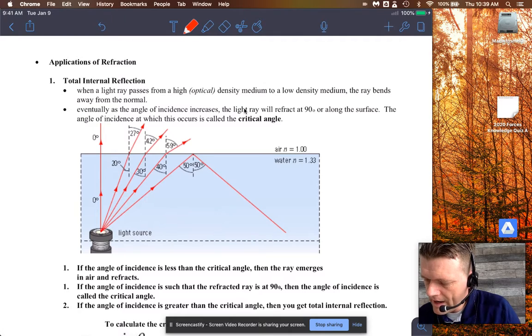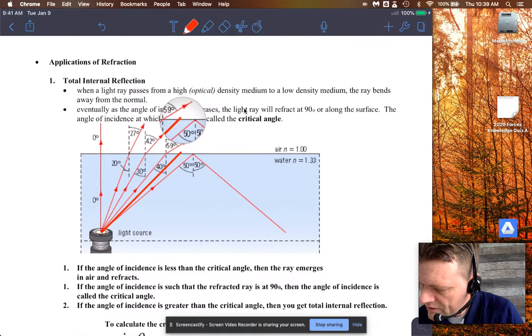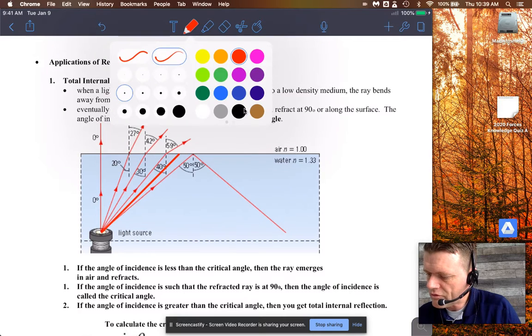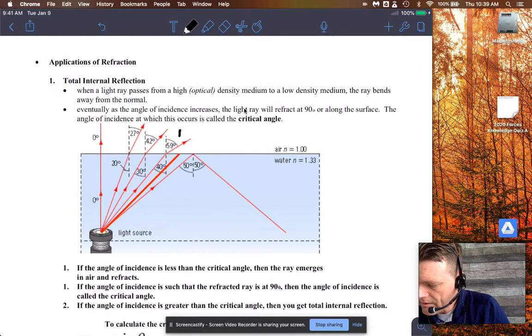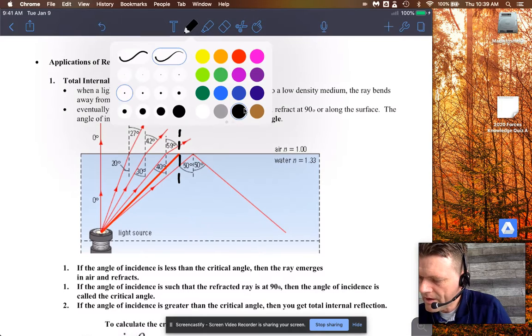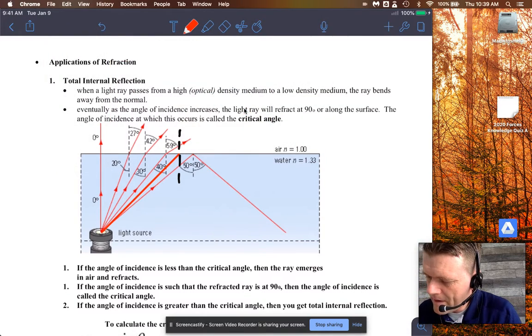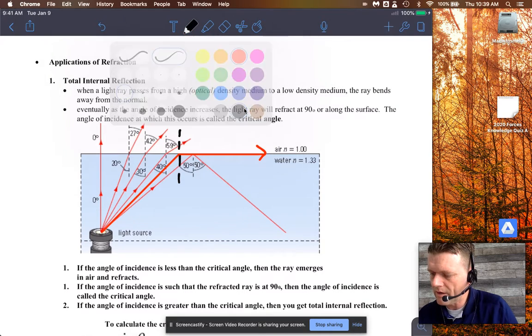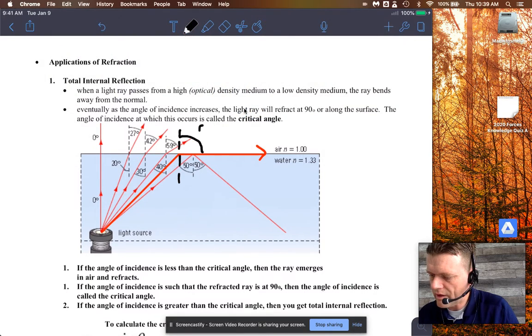So I'm actually going to try and add that here. It goes from there and comes to the surface right about there, with a normal drawn at that location. Then the light will bend so far away from the normal that it doesn't leave the water. It will literally bend at 90 degrees. So this angle right here, theta 2, is equal to 90.